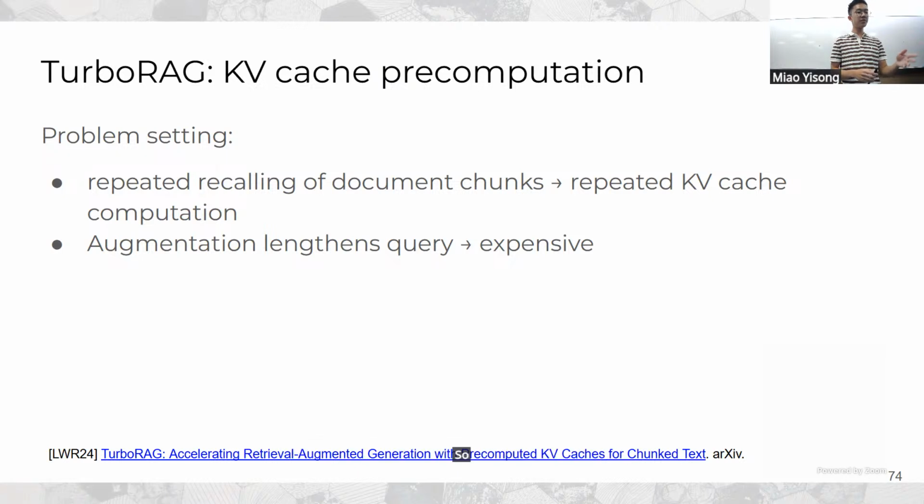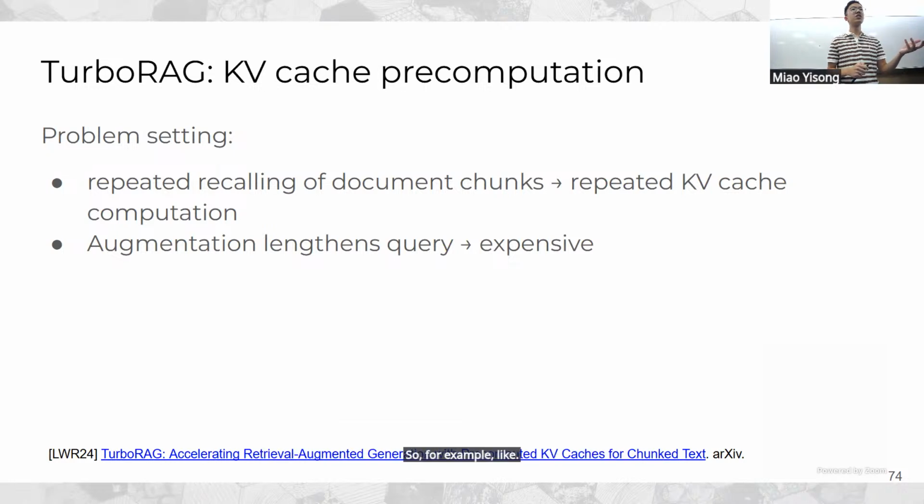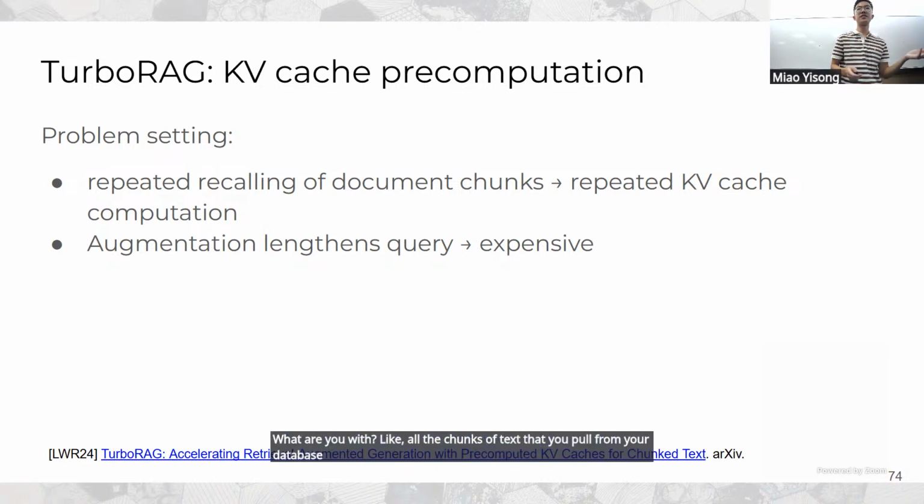So in this paper, the problem setting that I identified is that the repeated recalling of different document chunks will generate repeated KV cache computation. If you send your LLM a series of queries and the same documents keep getting retrieved, then you will have to keep recomputing the same keys and values, and that is very expensive. Augmenting your query with all the chunks of text that you pull from your database is also very expensive.